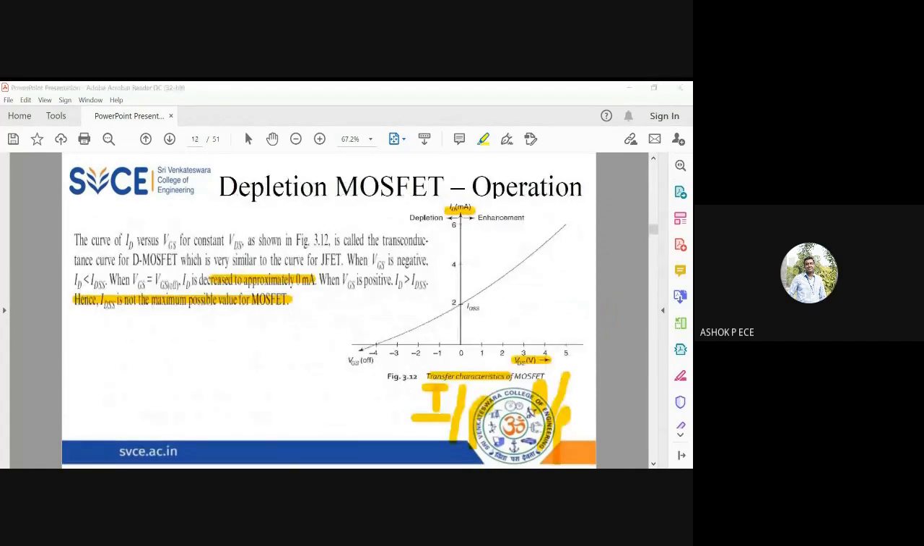So any doubt so far in your enhancement and depletion MOSFET operation, please ask now. I'm going to pause for a few seconds.